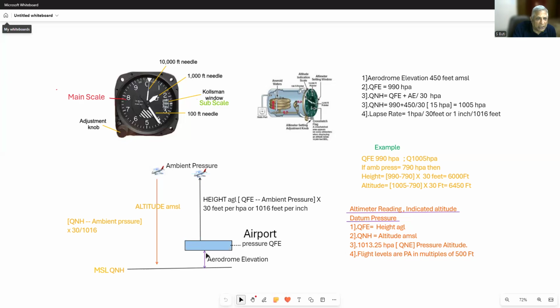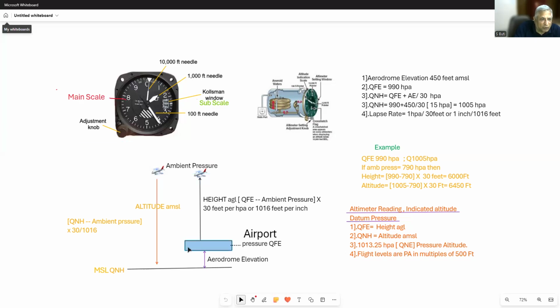If both these are in inches, then the difference is multiplied by 1,016 feet, not by you. It is done by the altimeter. And it gives you a reading called altimeter reading. So if your window pressure is QFE, this altimeter reading will be now known as your height.